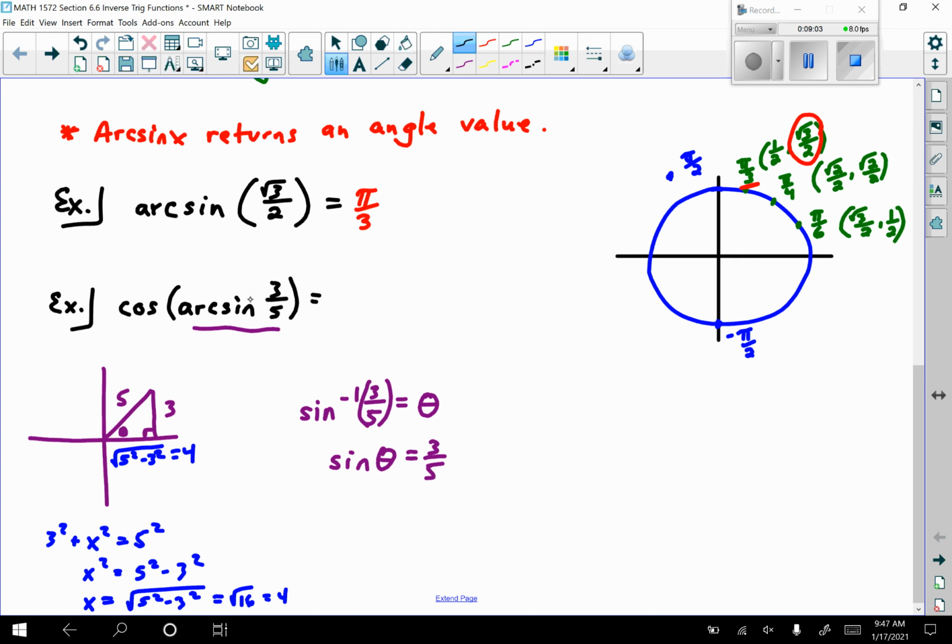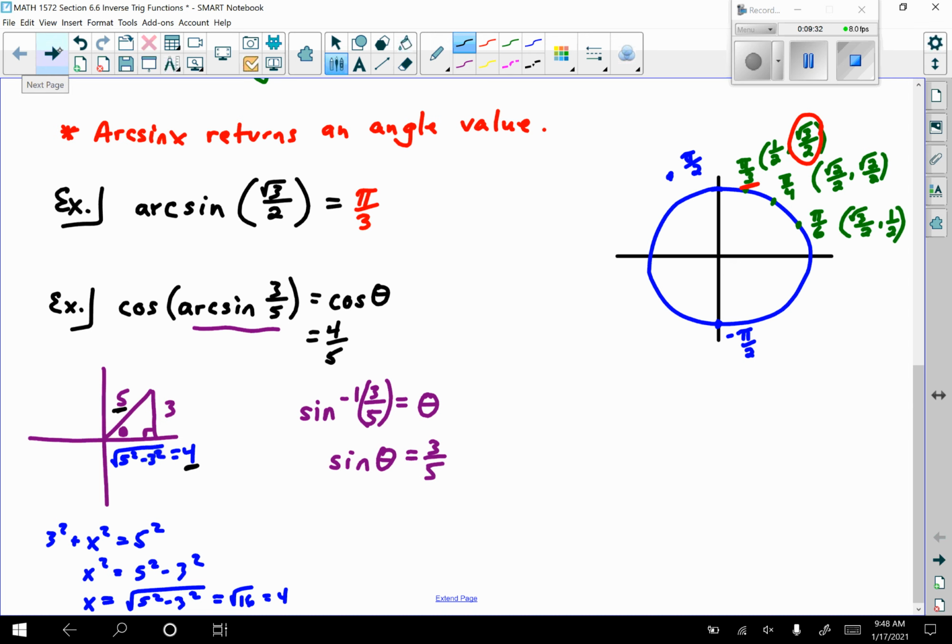So now I can go back up, and if I call this whole thing theta, now I'm just finding cosine of theta, and cosine is adjacent over hypotenuse, so then this just equals 4/5. So in this case, I just had to complete a right triangle. Sine turned out to be positive, so I knew I was in the first quadrant, because if I'm in the fourth quadrant, sine would be negative.